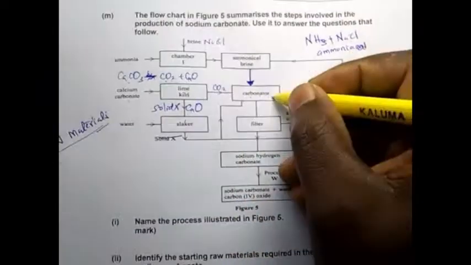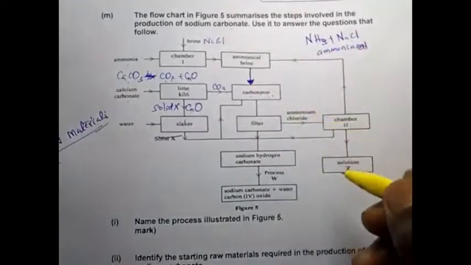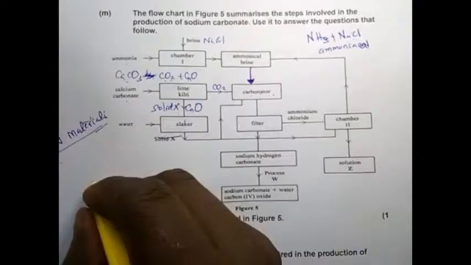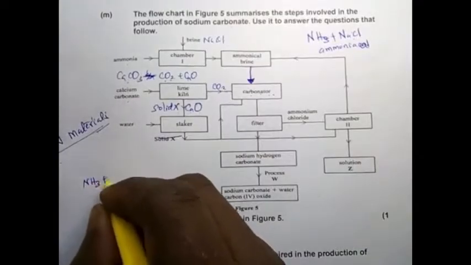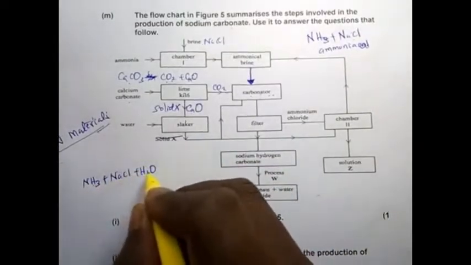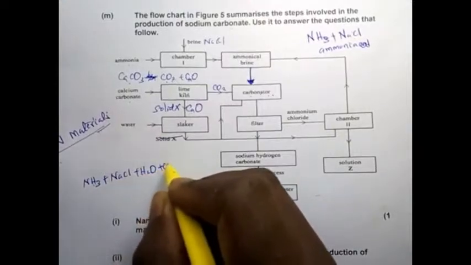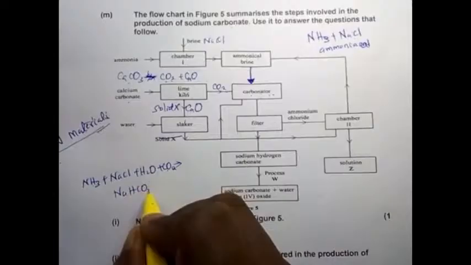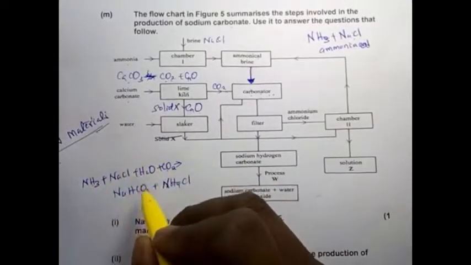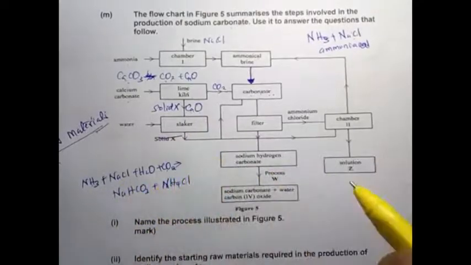So in the carbonator, two reactions take place. You should know it is ammonia, right? This mixture is ammoniacal brine. Once it gets into the carbonator, it combines with carbon dioxide and ammonia. We can write this reaction; it occurs in two steps. We are going to look at that. Now we are in the carbonator.